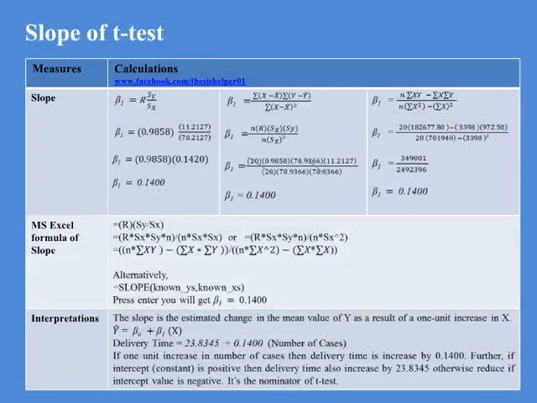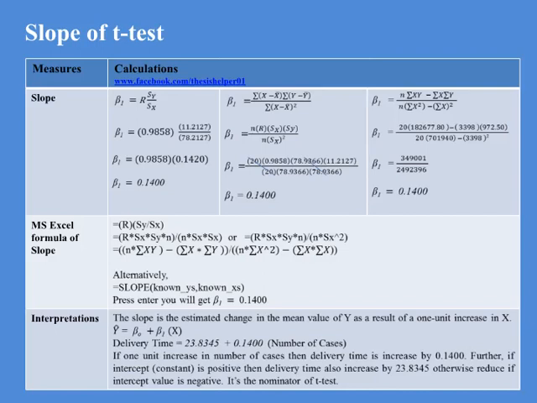The slope of the t-test is computed by multiplying r by the standard deviation of y divided by the standard deviation of x. By putting values, we get beta1 equal to 0.1400. The MS Excel formula of the slope of the t-test is given to help get the same answer as computed by MS Excel.